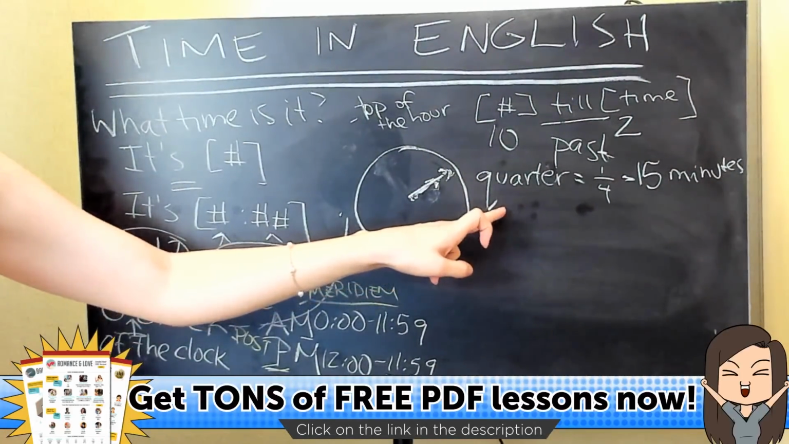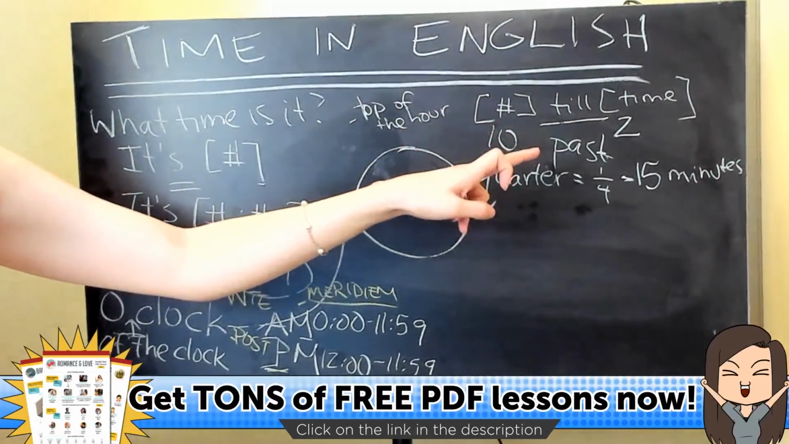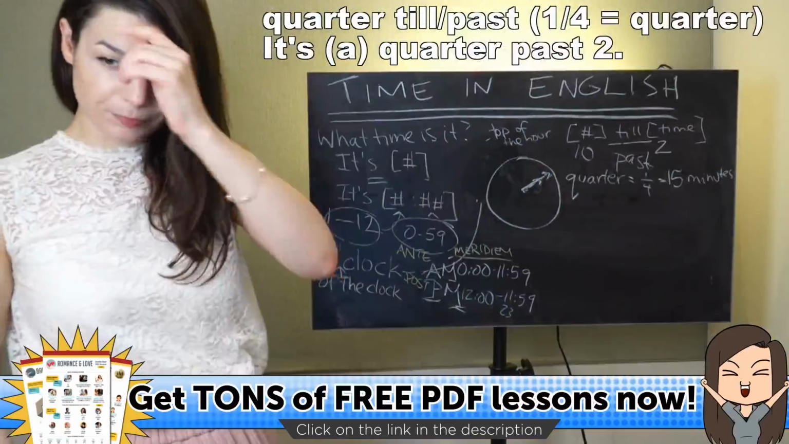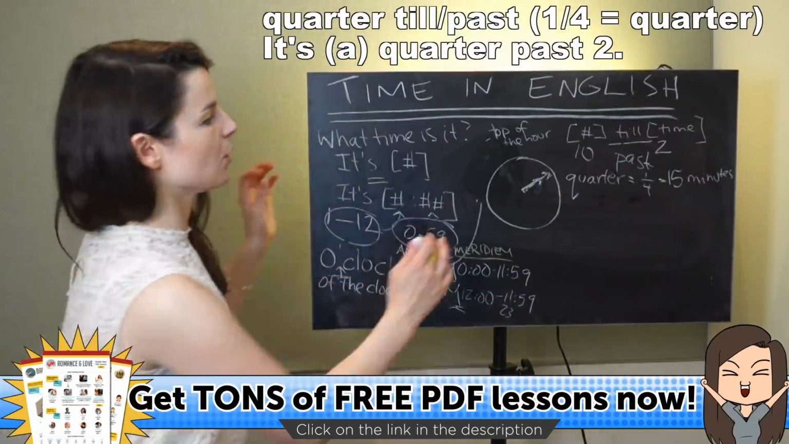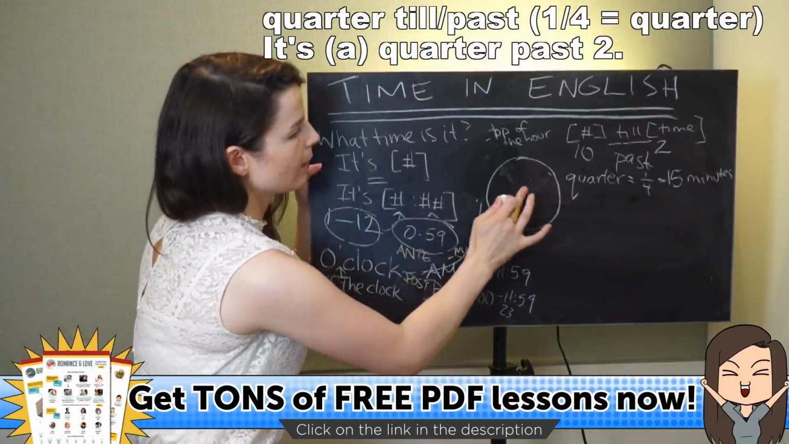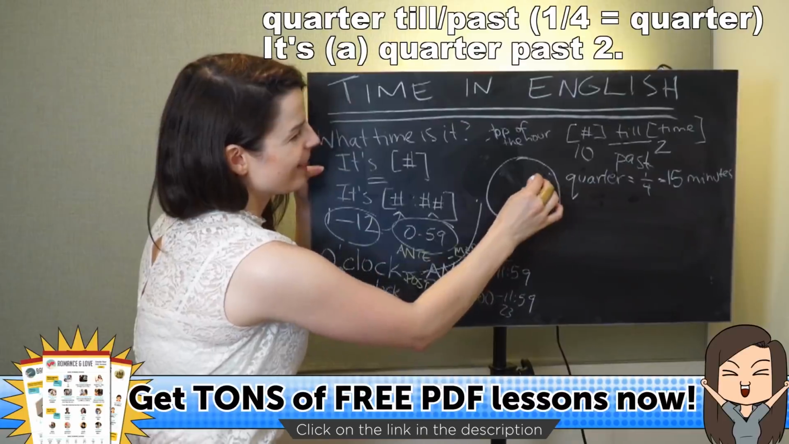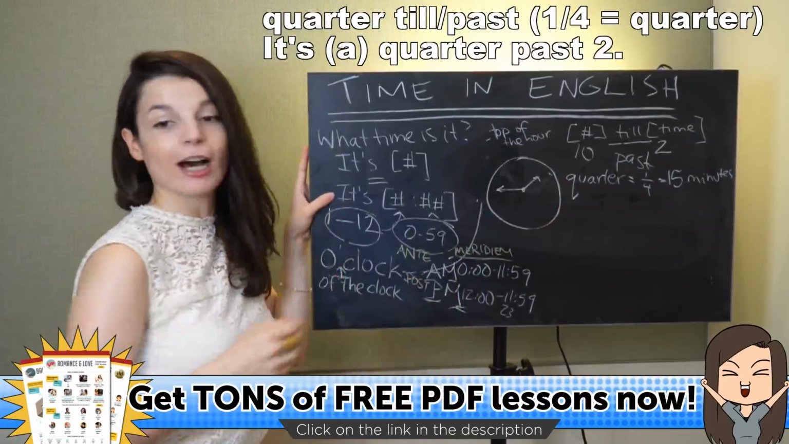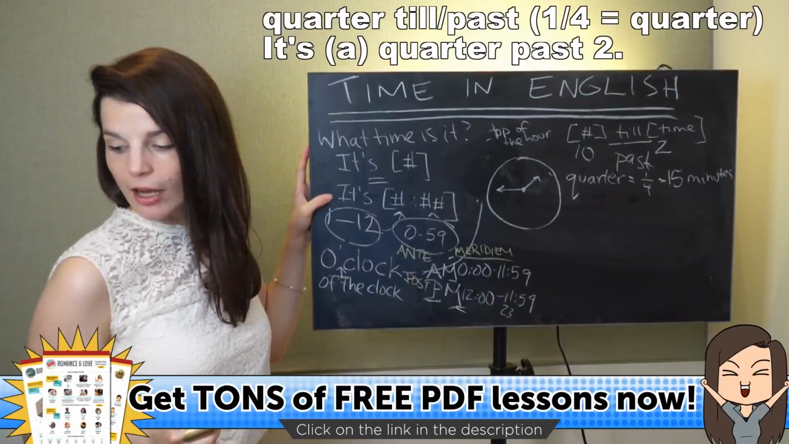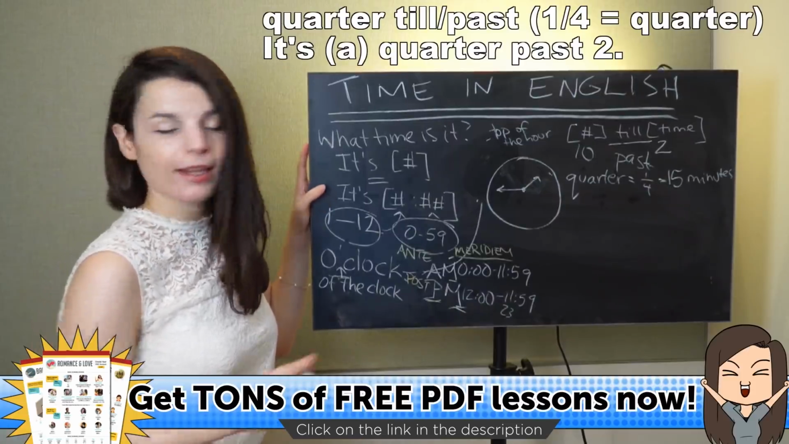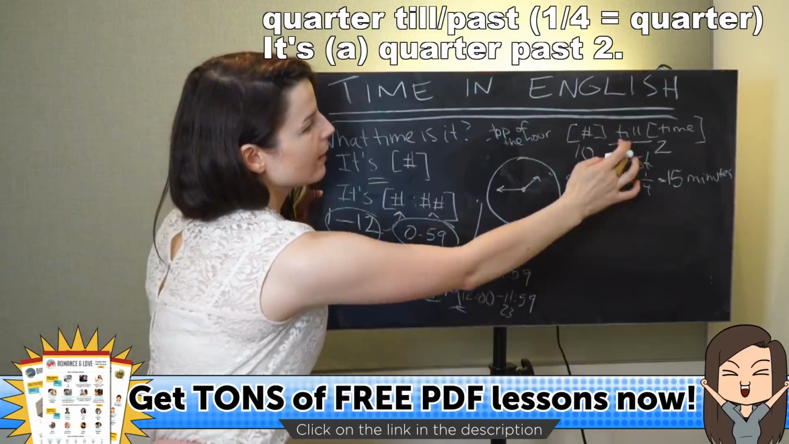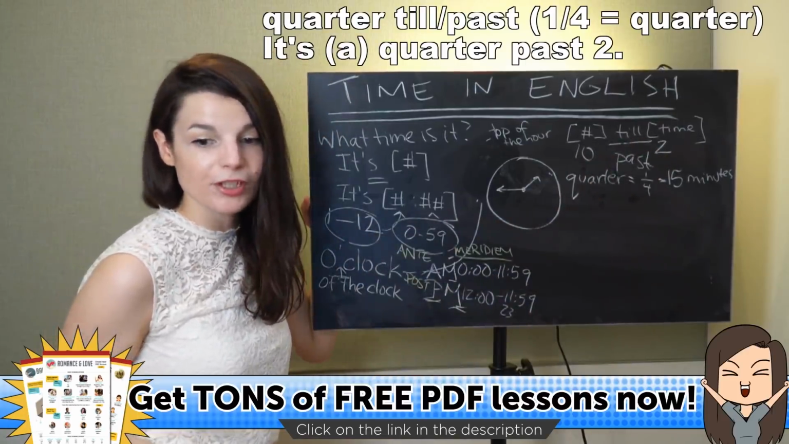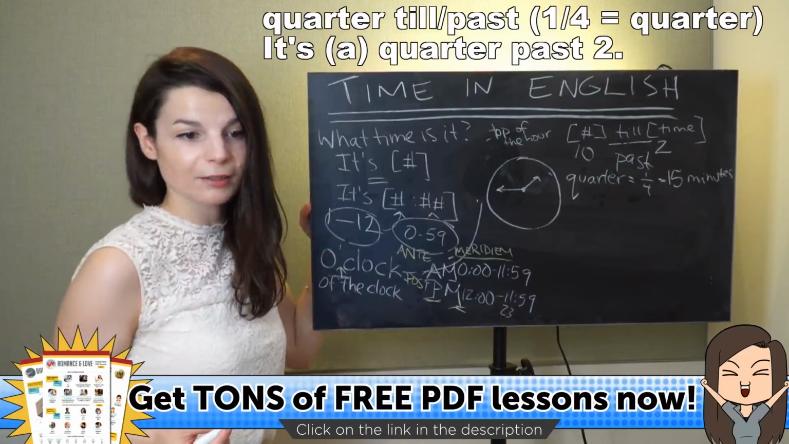We can use quarter with till and quarter with past. So a quarter till 2 would mean about this time right here. So it's 1:45. We could say it's 1:45, or we could say it's a quarter till 2 in this case. They mean the same thing. People just use whatever they feel like.